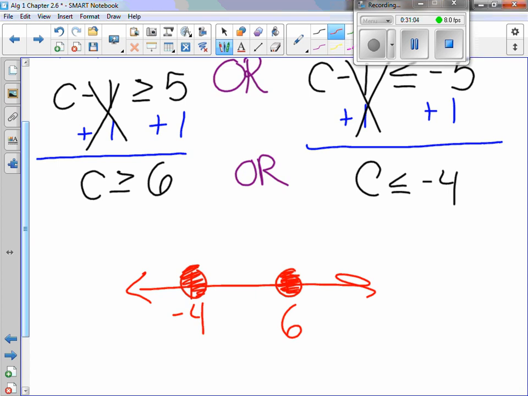Now, let's look at here. C is greater than or equal to 6. So at 6, do we shade to the right or to the left? We shade to the right. Then over here, we have C is less than or equal to negative 4. So at negative 4, do we shade to the left or to the right? To the left. And that's it for this here.